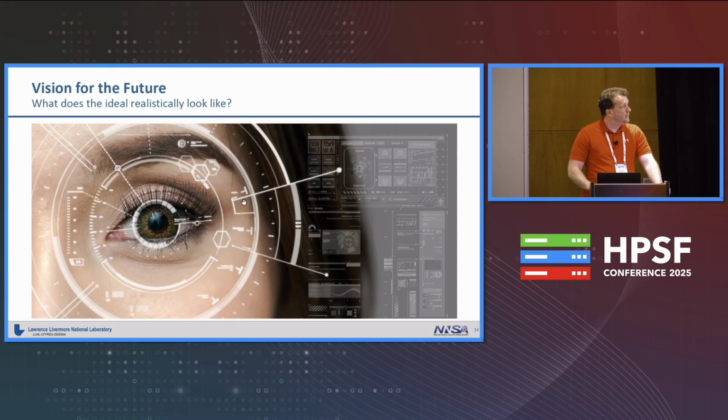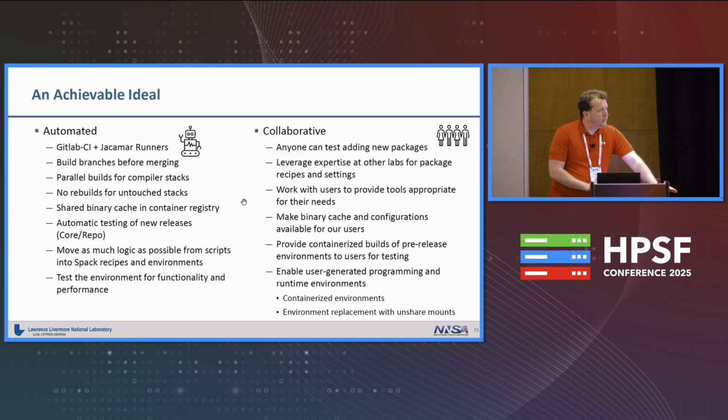So the ideal that we're shooting for right now, at least a realistic ideal, is to automate these builds. Getting them into Jacamar runners on our GitLab CI would really help to take care of the build process, calling everything just the right way, and we can document all of that. Building branches before merging would be great, because that way we can build and test, say in a container, without impacting the production instance. And we can debug those automatic builds much faster.